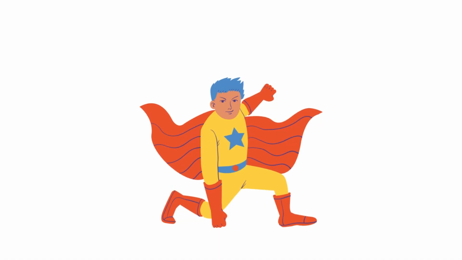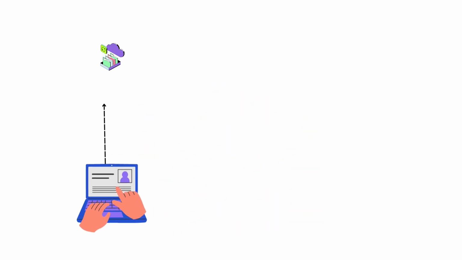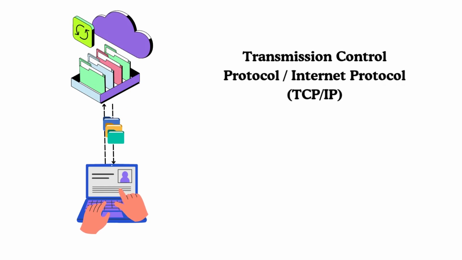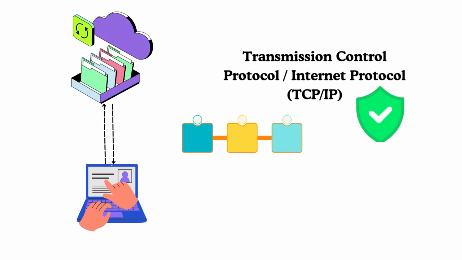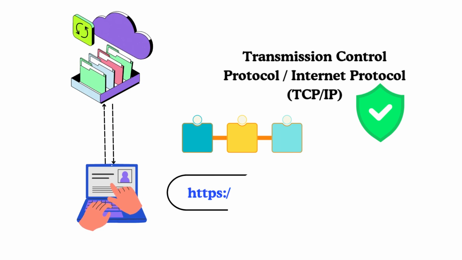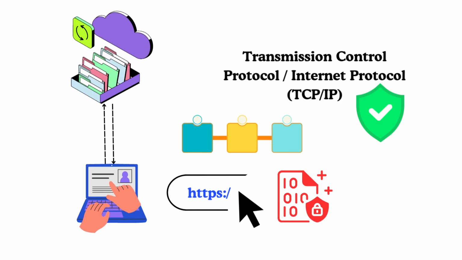Behind the internet's smooth communication, there's another unsung hero: protocols. Every packet follows certain rules like TCP/IP, which ensure that data arrives in the correct sequence and without corruption. For security, websites use HTTPS, which encrypts the data and protects it from hackers.